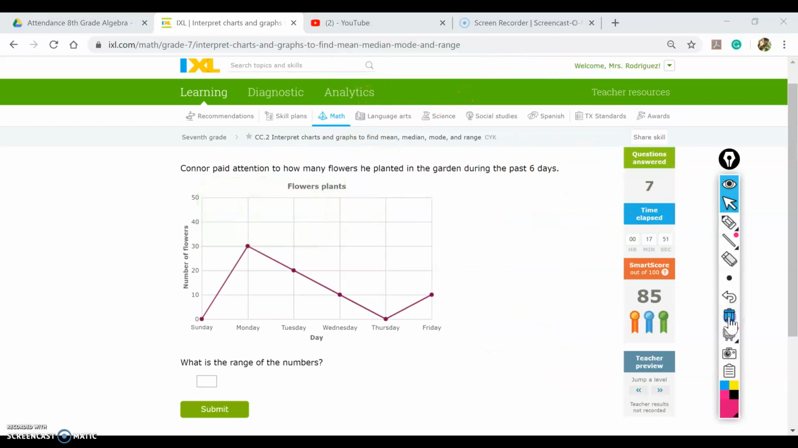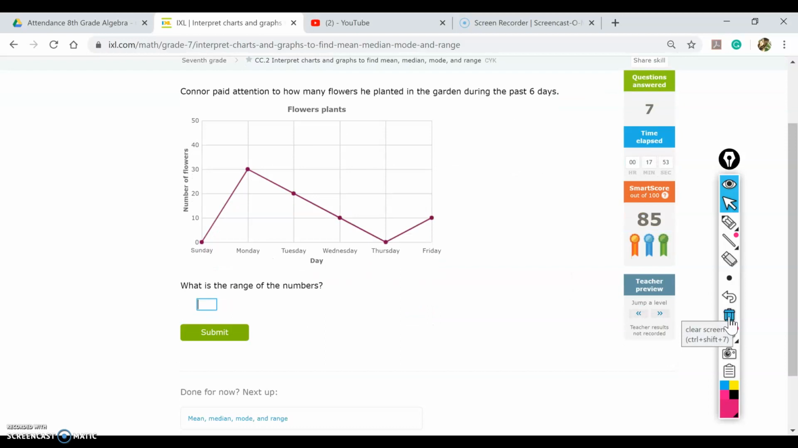This is the last question I do. So let's go over this question. Connor paid attention to how many flowers he planted in the garden during the past 6 days. And then they give you the little, this is called a line graph. Guess why it's called line? Yeah, because you have a line, right? Literally, that's why it's called line. So the question is, what is the range of the numbers?